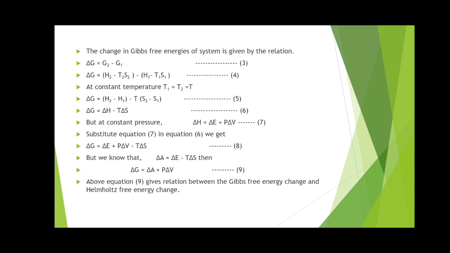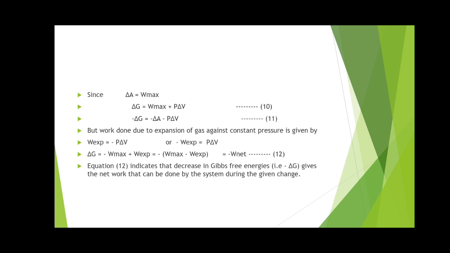Now substitute equation 7 in equation 6, you will get delta G is equal to delta E plus P delta V minus T delta S. But we know that delta A is equal to delta E minus T delta S. Then the above equation can be written as delta G is equal to delta A plus P delta V. Now here equation number 9 gives the relation between free energy change and Helmholtz free energy. Delta G is equal to delta A plus P delta V. This is the relation between these two energy functions.